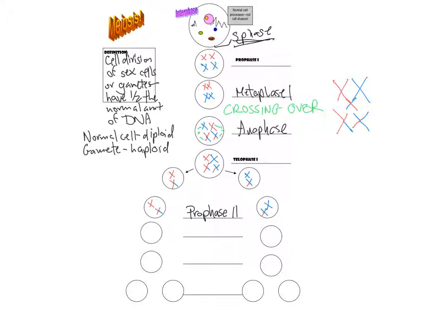Then we go to Metaphase 2. And here's where they do line up in a single line. Oh, and I grabbed the wrong color, sorry. Okay, so there they are. Okay, Metaphase 2, line up down the middle.